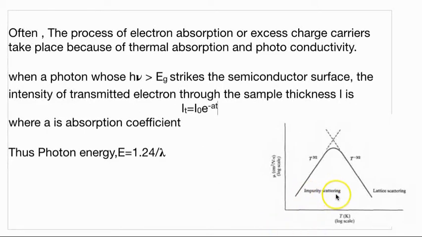This is impurity scattering and this is lattice scattering. Impurity scattering varies as T to the power 3 by 2 and lattice scattering as T to the power minus 3 by 2. There are two types of scattering that take place in a semiconductor.